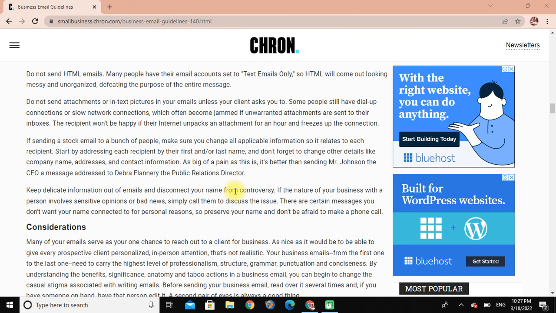Keep delicate information out of email and disconnect your name from controversy. If the nature of your business will involve sensitive topics or bad news, simply call them to discuss the issue. There are certain messages you don't want your name connected to for personal reasons or to protect your name, and don't be afraid to make a phone call.